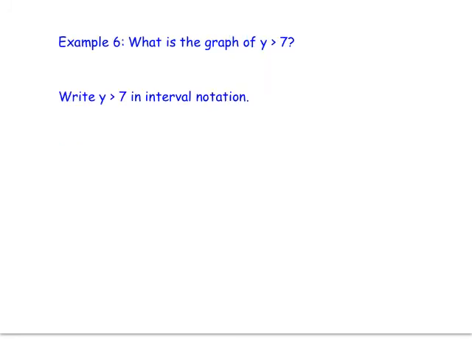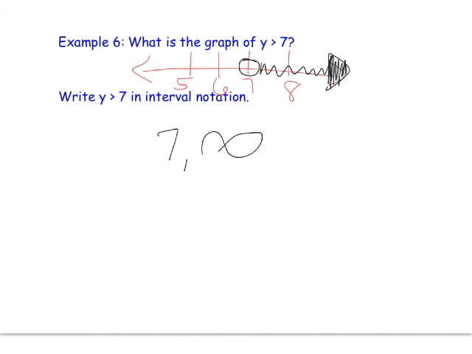The last one is just saying, do you know how to do this when it's not compound? This is supposed to be simpler. So what's the graph of y is greater than 7? So let's say 5, 6, 7, and 8. Y is greater than 7, would not include the 7, and would go up to infinity. And what is that in interval notation? Well, we would start with 7, and we would go up to positive infinity, but 7 is not included.